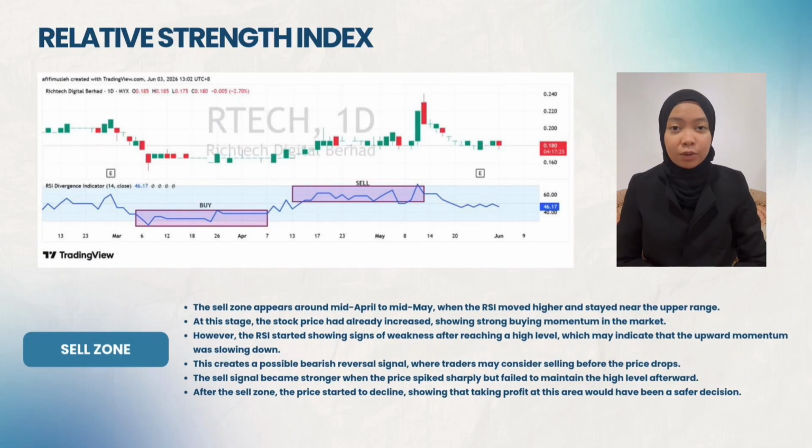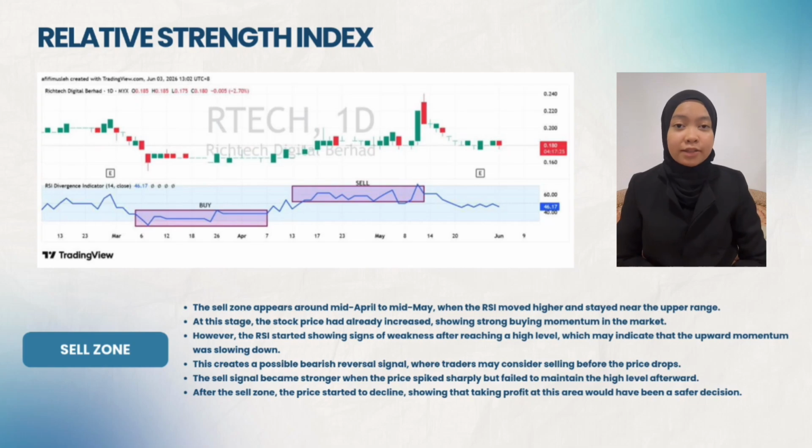Next is the sell zone, which appears around mid-April to mid-May. During this period, the RSI moved higher and stayed near the upper range. This shows that the stock had strong buying momentum and the price had already increased. However, when RSI becomes too high or starts to weaken after reaching a higher level, it can be an early sign that the upward momentum is slowing down.